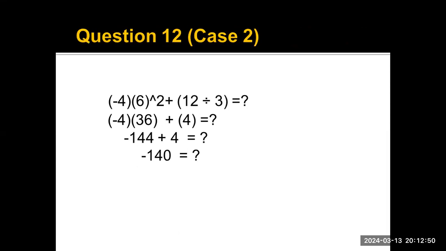But using the same problem, if it happens that 6 has the exponent 2, you have to evaluate first the number with an exponent. So 6 squared means 6 times 6, the answer is 36. Simplifying this equation, you have negative 144 plus 4 equals question mark. And then the answer must be negative 140. That is case number 2, in case there is an exponent.